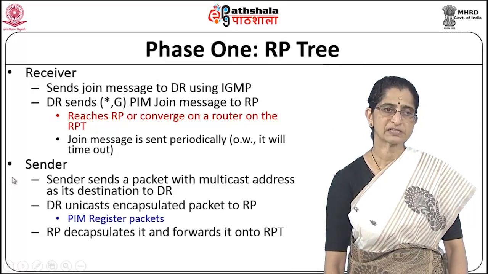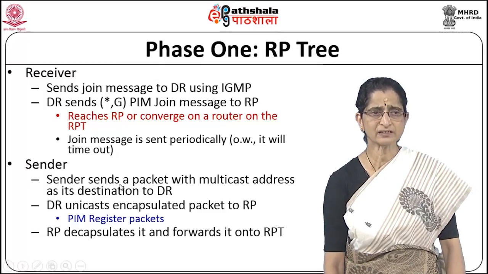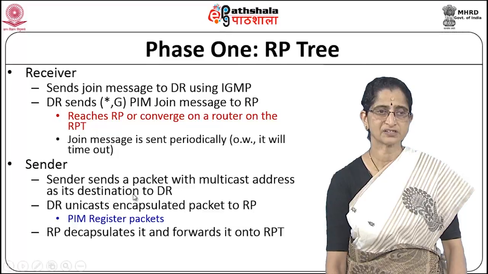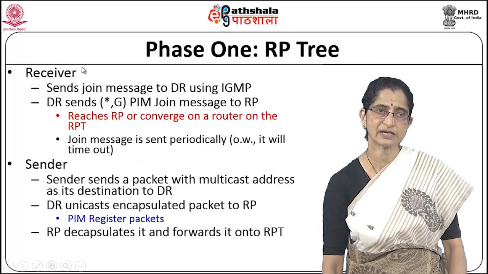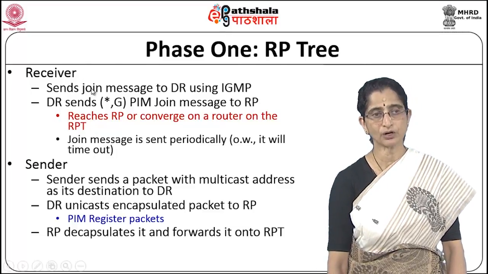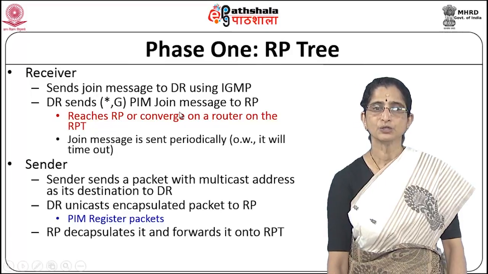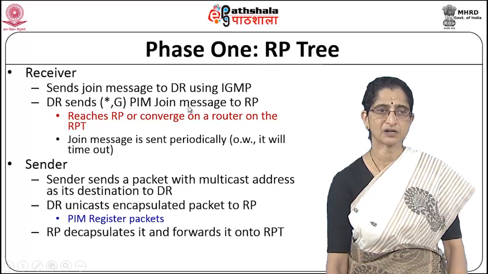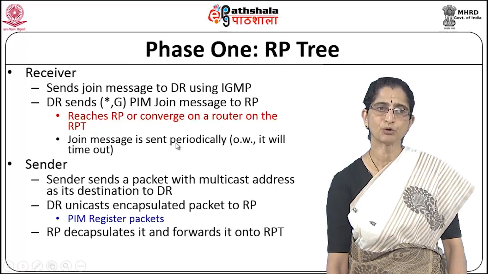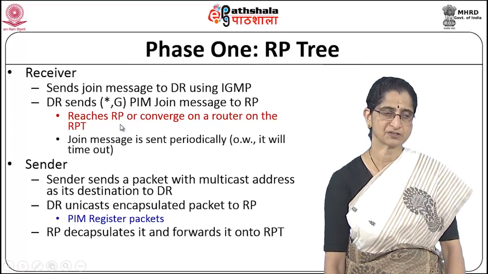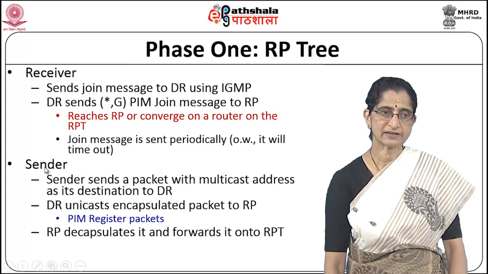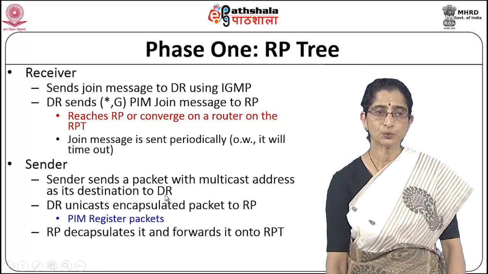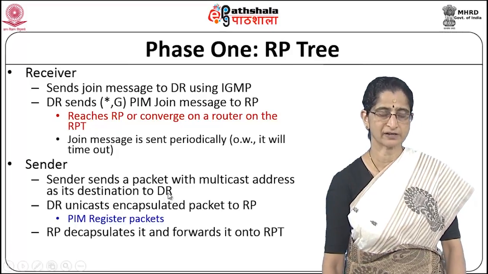And what do we expect the sender to do? The sender will send a packet with the multicast address as its destination to the DR. Now look at this: when multiple receivers are there and all of them have sent their join messages, you know that a tree has been constructed, rooted at the RP, from the RP to all the receivers. So now all that the sender has to do is send the packet with the multicast address as its destination to its DR, its designated router.